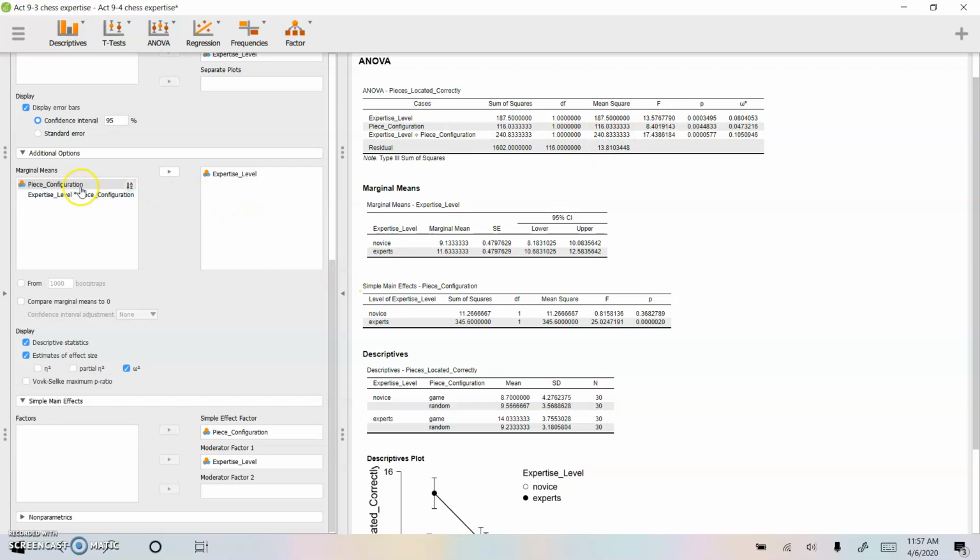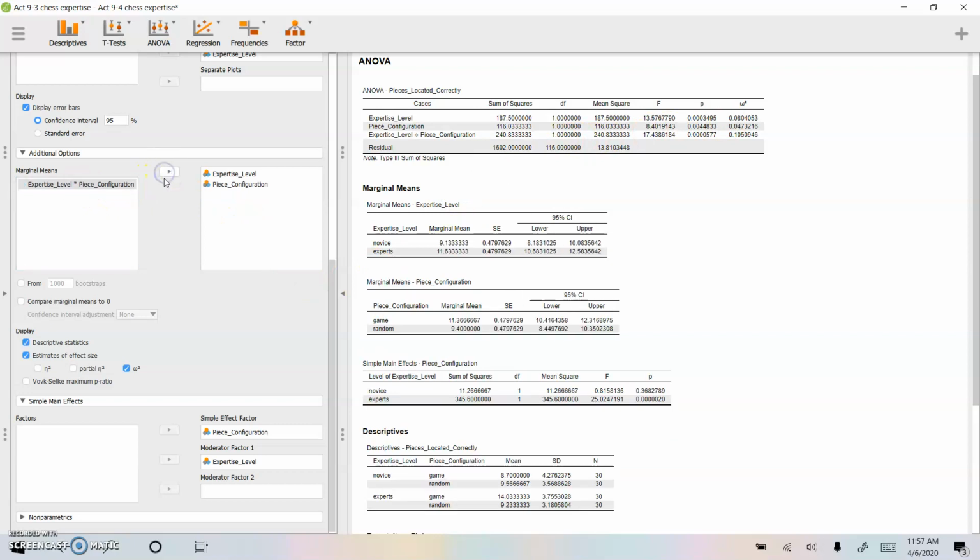Right. Now we also have a main effect of piece configuration. Okay. So we look at piece configuration. Okay. So we're looking at comparing the game versus the random. Okay. We're comparing 11.37 to 9.4. Here our F is 8.4 with a P of 0.004. Again, really unlikely to be due to sampling error, which means that overall people were better with the game configuration than the random configuration. And again, you can interpret this omega squared here for the main effect directly, or you can compute a D to compare those two marginal means there.